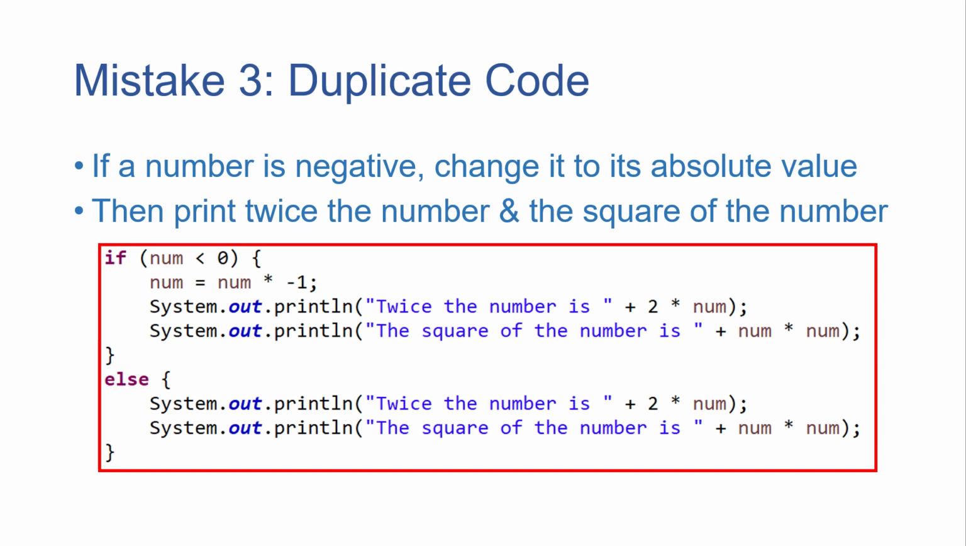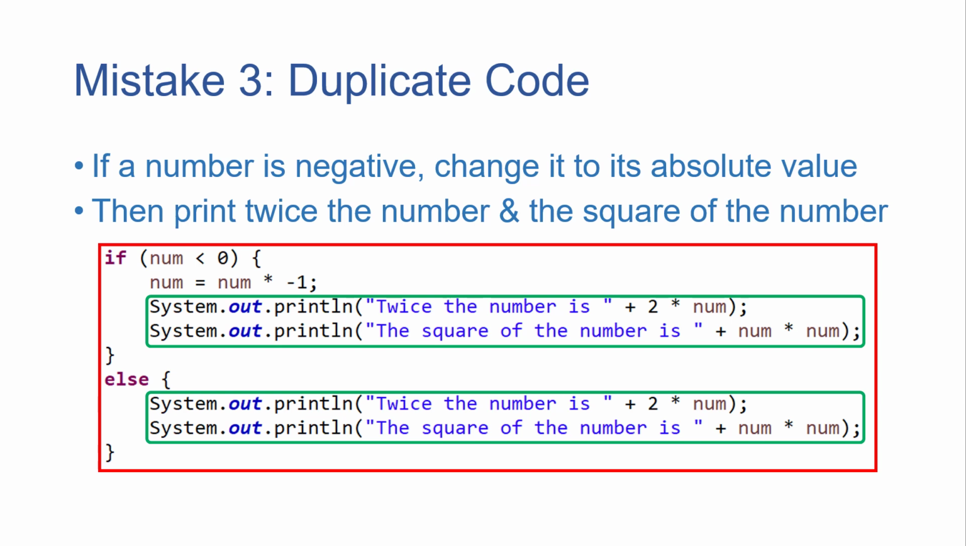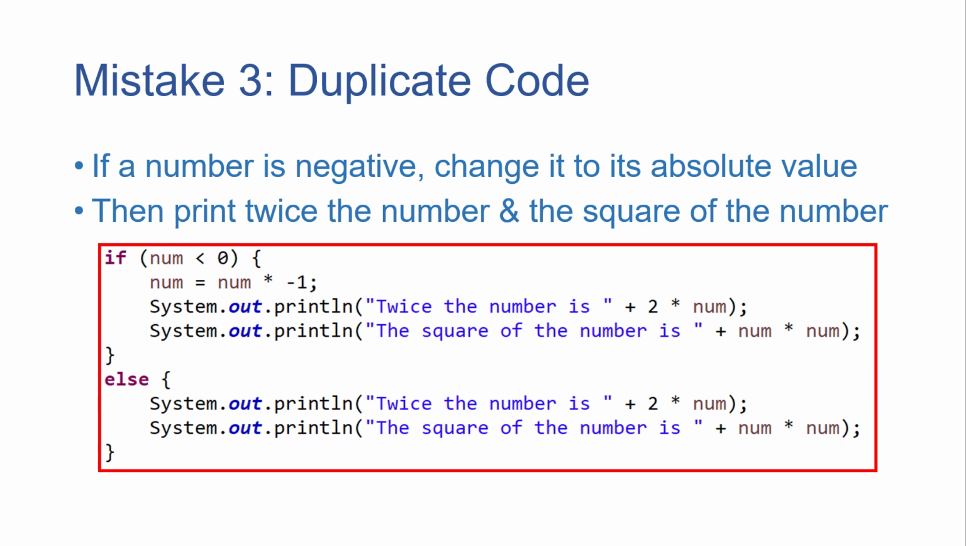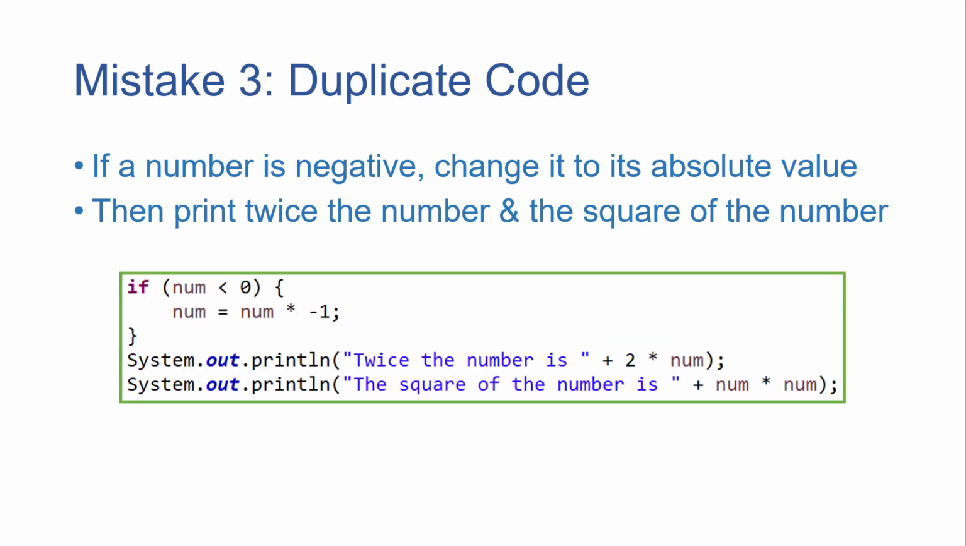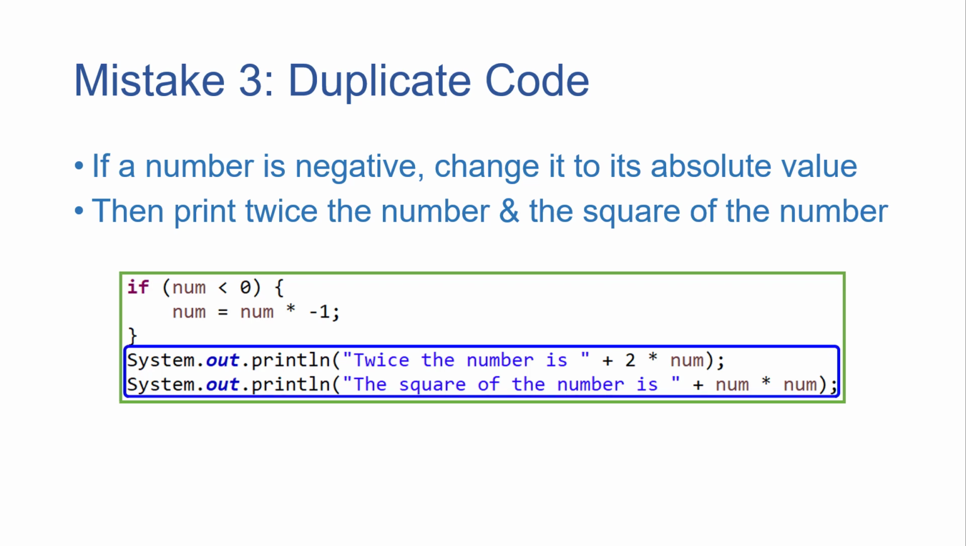Notice we have 2 bits of code that are identical. We're going to do this code in any case, so there's no reason for this to be inside the if condition at all. The if condition will just change num's value. Then, once we're out of that if block, num is an appropriate value. Either it's the same if it was positive, or if it's negative, we've changed it. So now we can just have one set of print statements that handle all the cases, because this code is applicable to every case, not just one or the other.